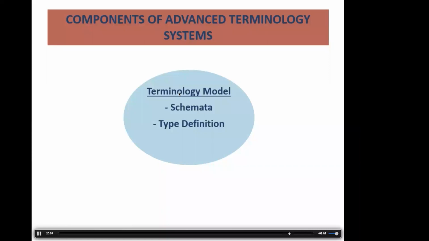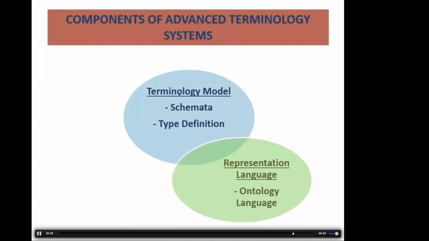Schemata may be supported by either formal or informal composition rules such as grammar. Type definitions address obligatory conditions that state only the essential properties of the concept. For example, a nursing activity must have a recipient, an action, and a target.